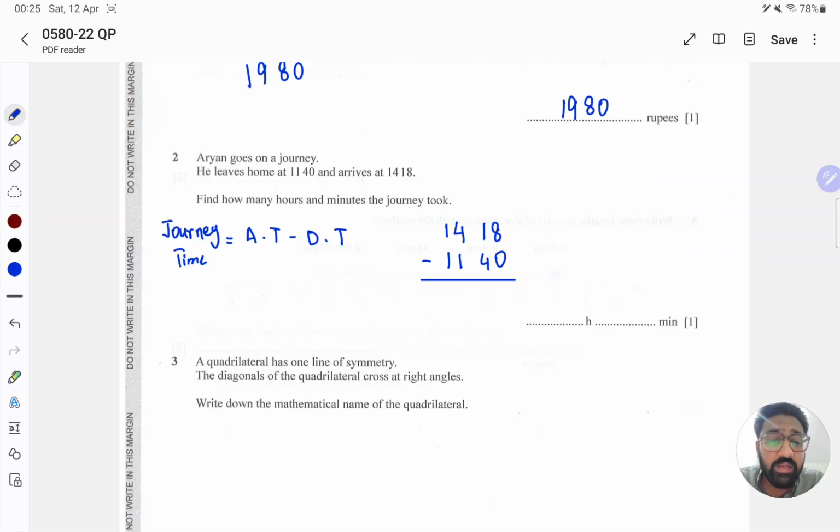We cannot subtract 40 minutes from 18 minutes. So we need to take one complete hour from the previous value. So if I take one complete hour, which means 60 minutes, so I'll add 60 into 18. So it will become 78, and 14 will remain as 13. So definitely we can subtract 40 minutes from 78 minutes, which is going to give us 38 minutes, and 13 hours, and subtract 11 hours will give us 2 hours. So 2 hours and 38 minutes are actually taken for the whole journey.